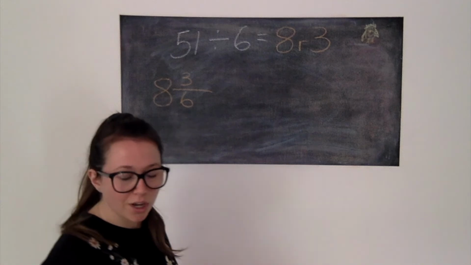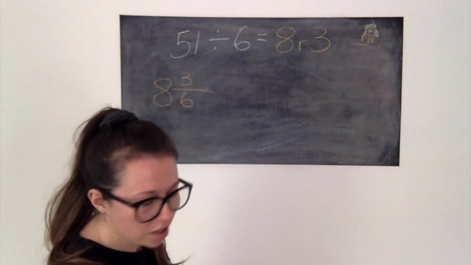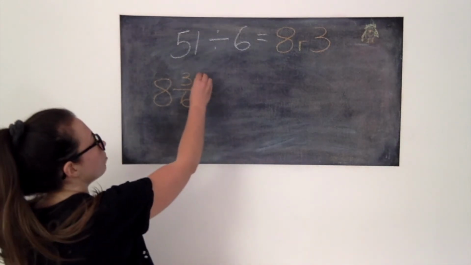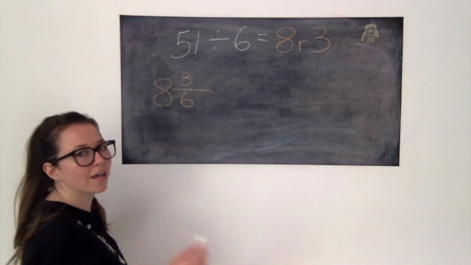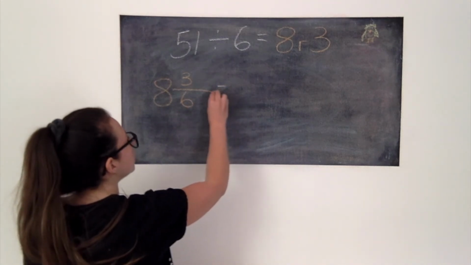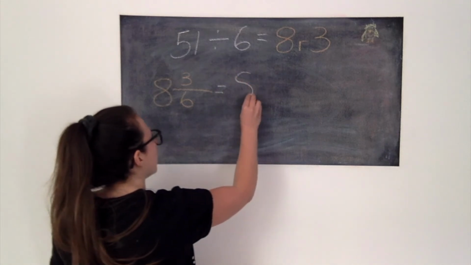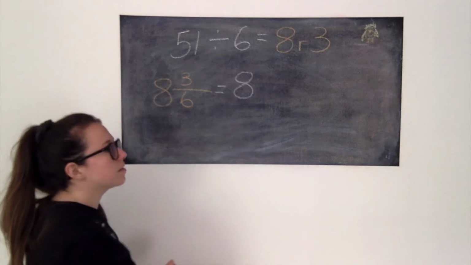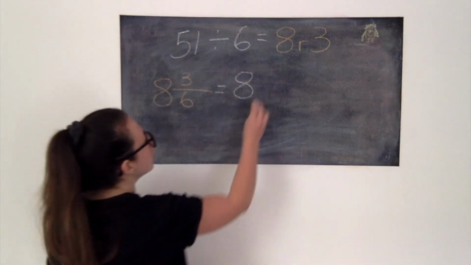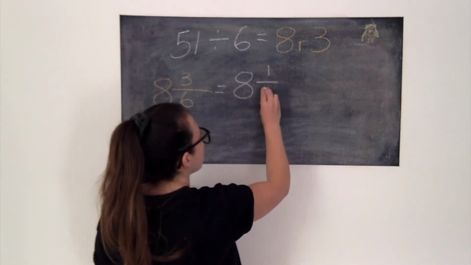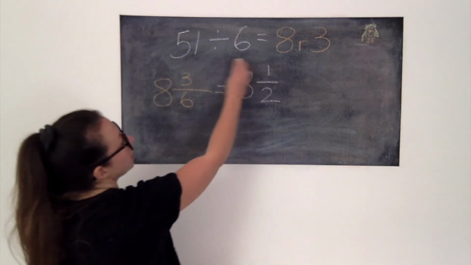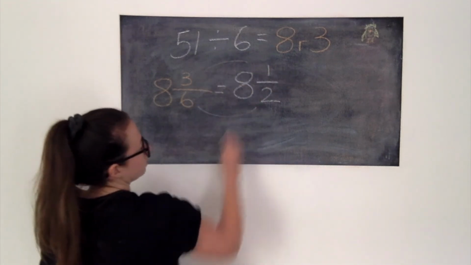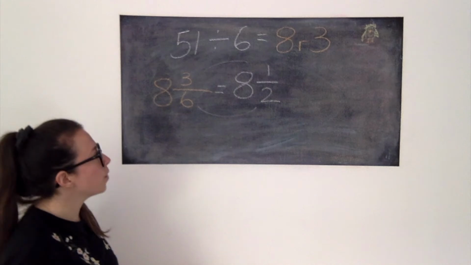So for this one, I was hoping that you might spot that 3 is half of 6, and therefore we should recognise that 8 wholes and 3 sixths is equivalent to 8 and a half. Okay, so we've actually divided them both by 3. Hopefully you spotted that.